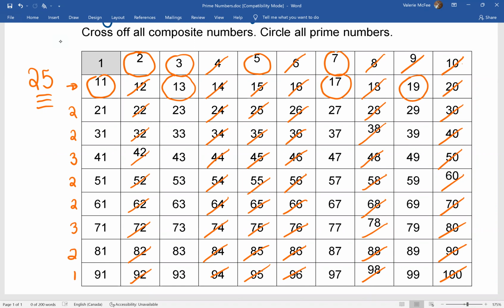Pause the video again and take a look at what you've circled and crossed off. So if I can only have 2 prime numbers in the 20s, that means I need to cross off 2 of them. Well, this one's 3 times 7. This one is 3 times 9. What about in the 30s? This one is 3 times 11. This one is 3 times 13. In the 40s, yeah, we've got a 7 times 7 there.